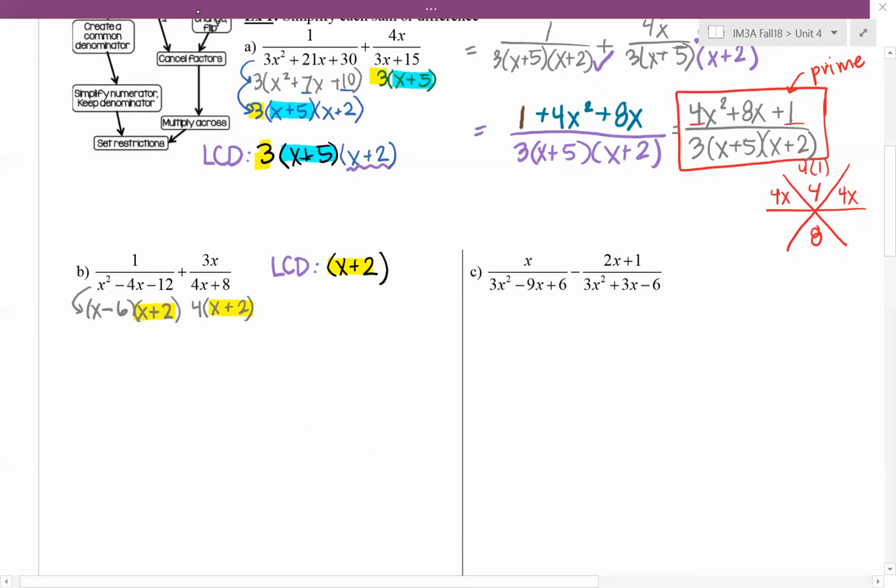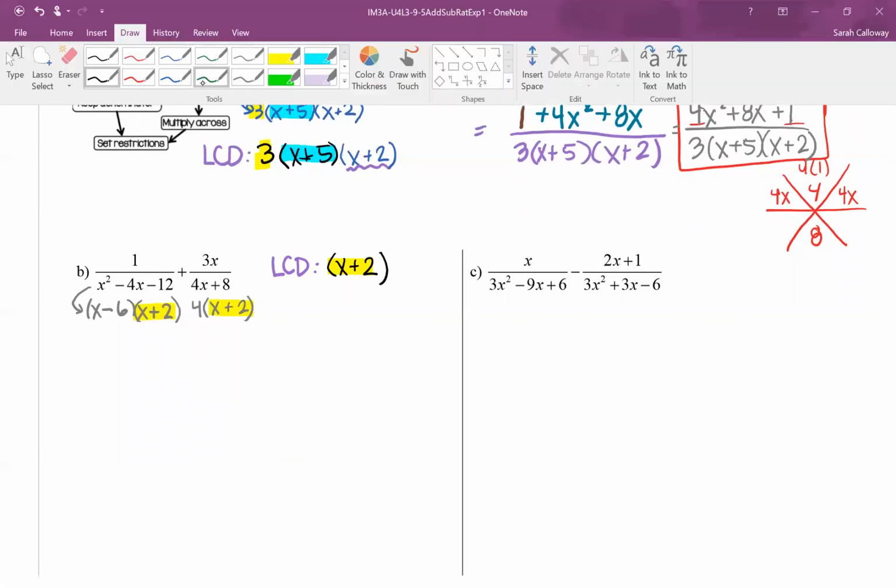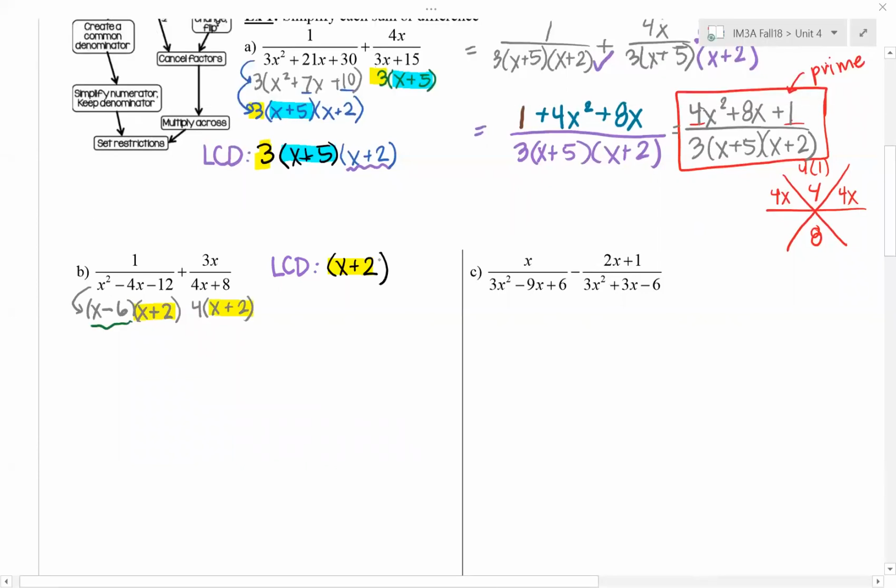And so then we need to look at what's left over from each one. And so we have an x minus 6 left over. And then from the second fraction, we have a 4 left over. And let's write that in the front just because it looks nicer to have it as a coefficient. And so that means that our LCD then is 4 times (x plus 2) times (x minus 6). So because they both have the x plus 2, remember we only write it once even though they share that.